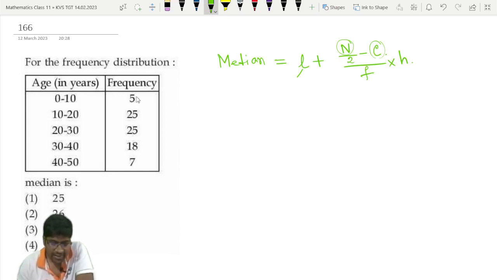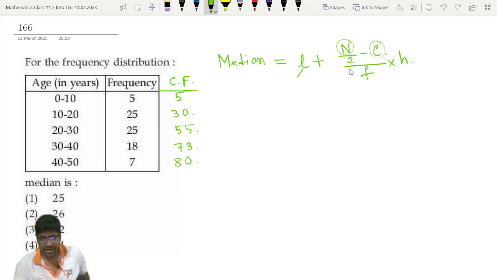So what will be N, or what will be the cumulative frequency? First find the cumulative frequency, in another column I am forming here. So this is 5, then 5 plus 25 is 30, 30 plus 25 is 55, 55 plus 18 means 73, 73 plus 7 means 80. This is the cumulative frequency. So capital N is equal to 80. So N by 2 is equal to 40.